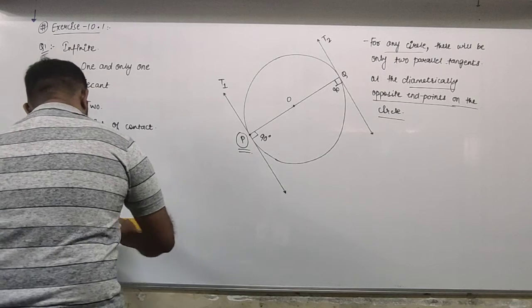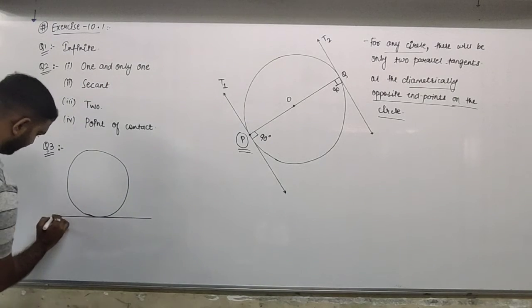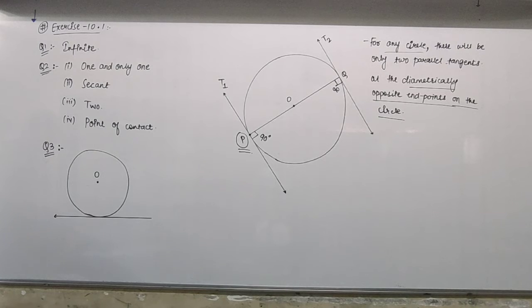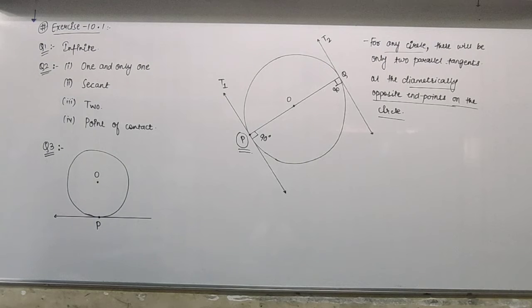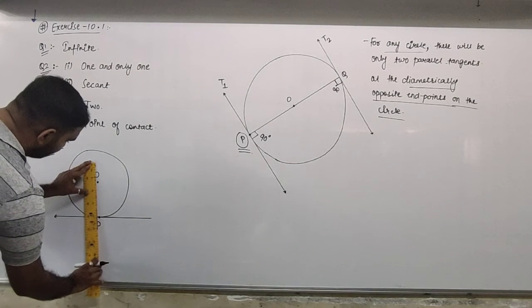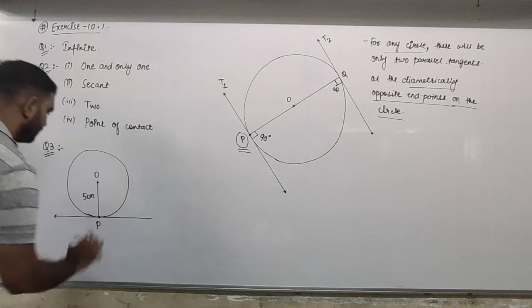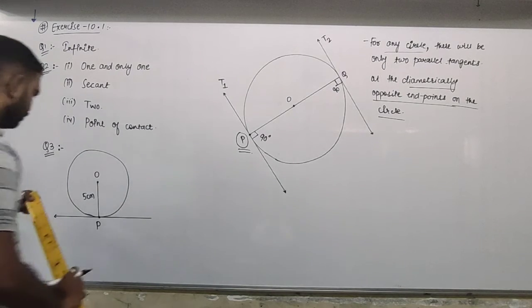The tangent here, like this. This is O. Tangent PQ at point P of a circle, so this will be P, of radius 5 cm. If I connect O and P, this is going to be the radius, 5 cm. Right? Meets the line through the center O at point Q.